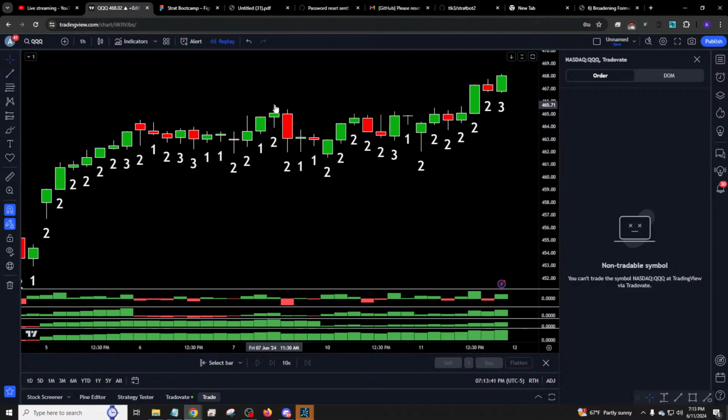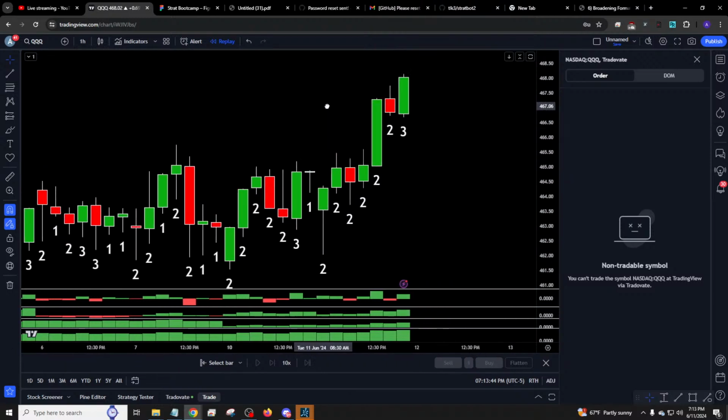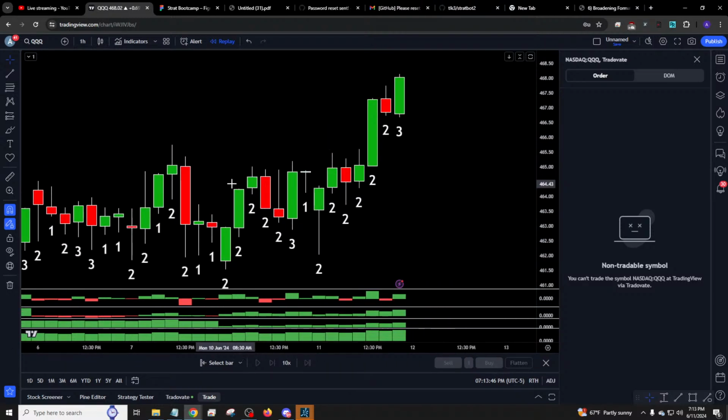Not strong enough to take them out to begin the week, inside week to start. Then 2-2's back up, completes this 3. Corrective activity, trapping people short, stopping guys out. And then goes into expansion mode above all this stuff with full time frame continuity.